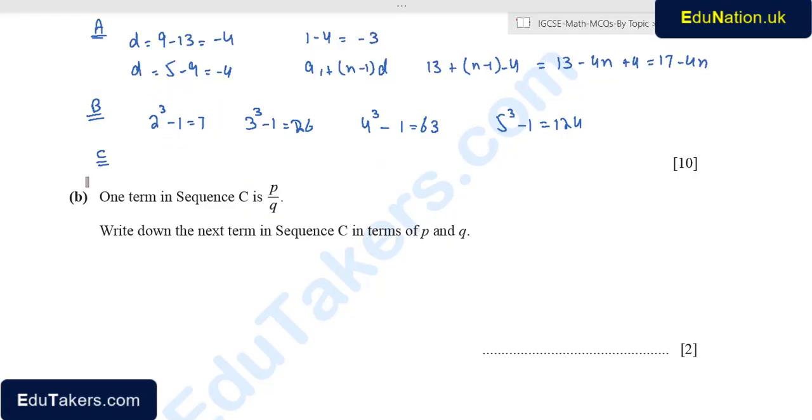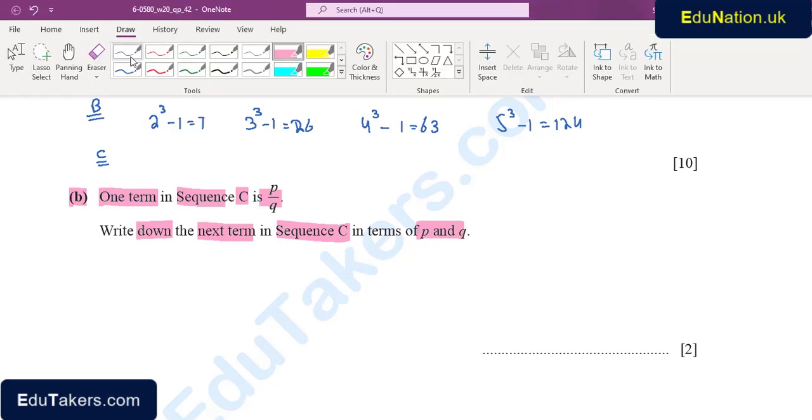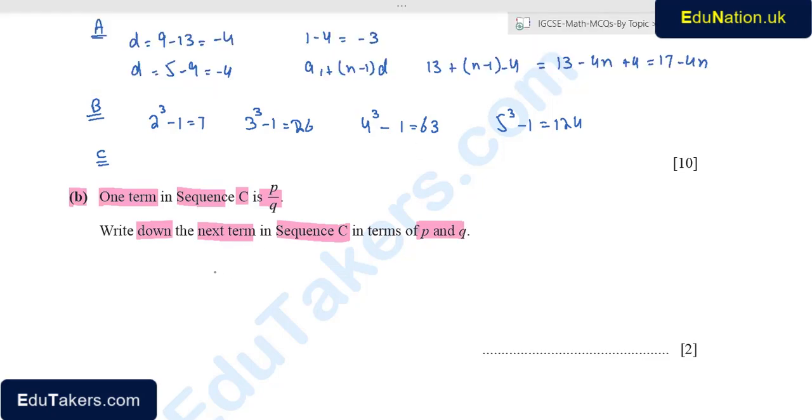And next is part B. One term in sequence C is P over Q. Write down the next term in sequence C in terms of P and Q. So in this term, the next term will be P plus 1 over 2Q.